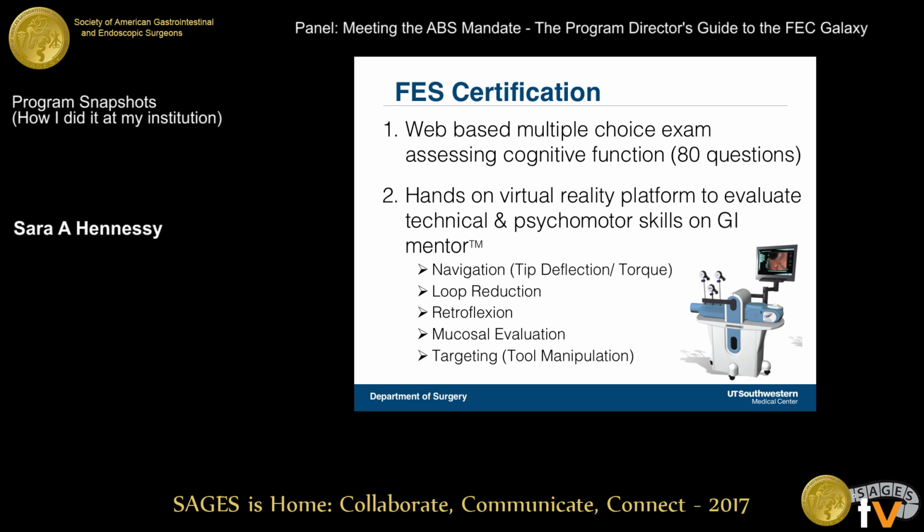FES certification is 2 parts: a web-based multiple choice exam assessing cognitive function that's about 80 questions, and then a hands-on virtual reality platform to evaluate the technical and psychomotor skills on GI Mentor, and it evaluates the 5 skills listed below: navigation, loop reduction, retroflexion, mucosal evaluation, and targeting.